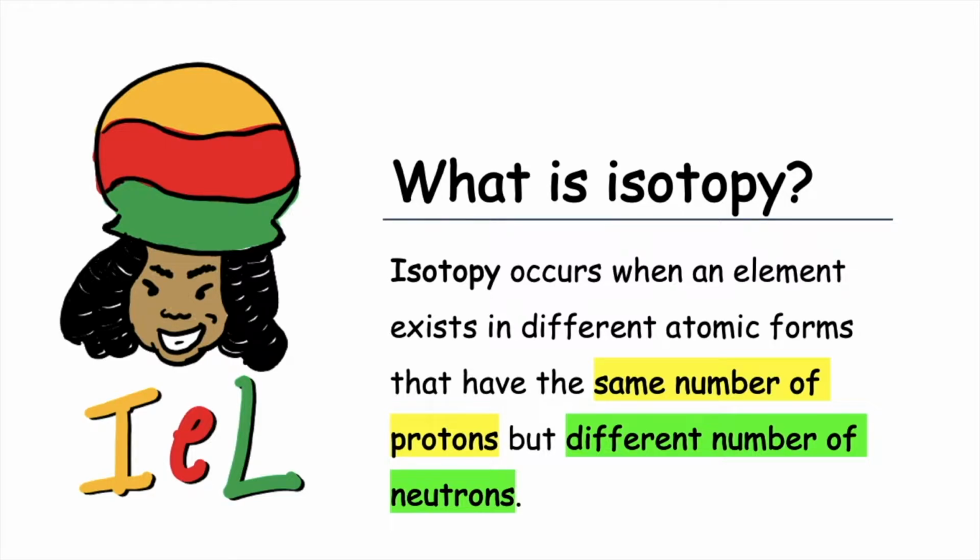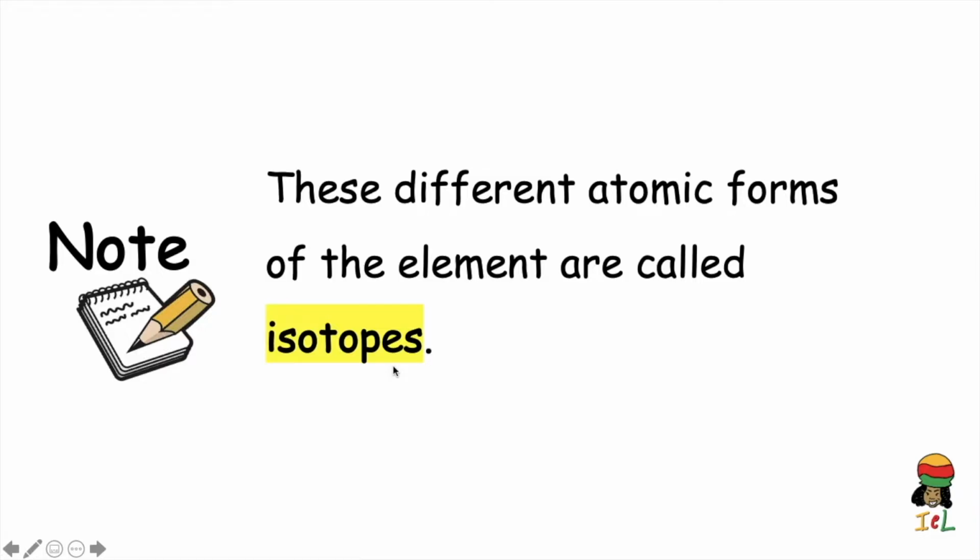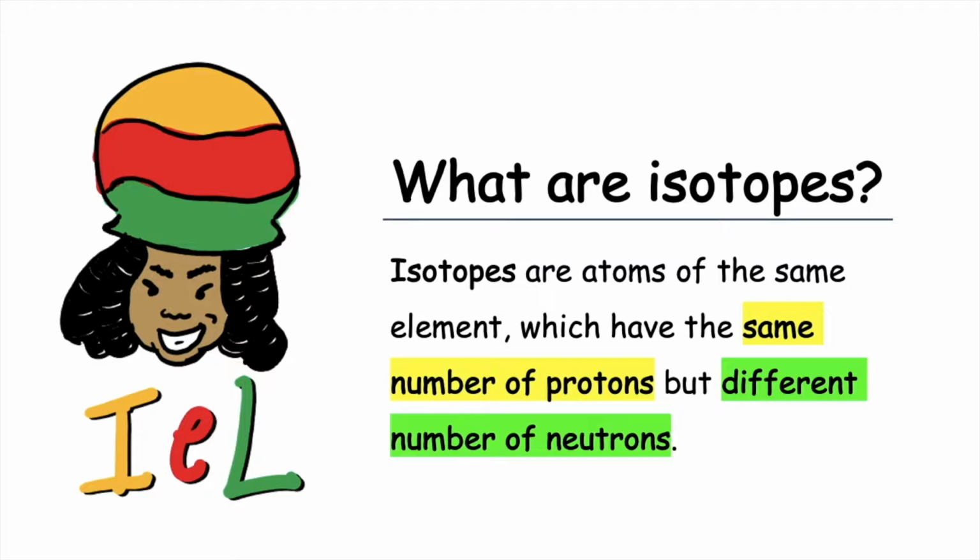What is isotopy? Isotopy occurs when an element exists in different atomic forms that have the same number of protons but different numbers of neutrons. These different atomic forms of the element are called isotopes. Therefore, isotopes are atoms of the same element which have the same number of protons but different numbers of neutrons.